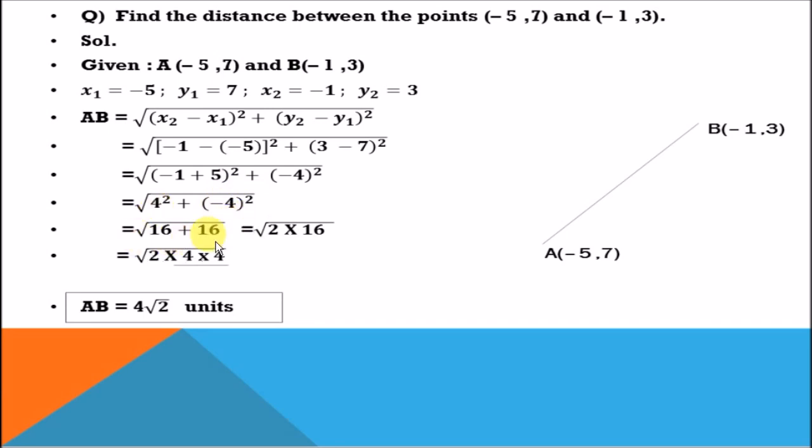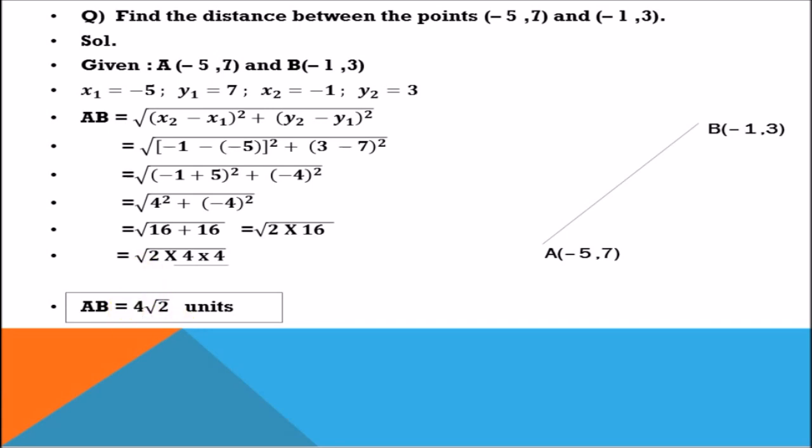4 4s are 16, minus into minus, since it is a square, the minus sign will go away, 4 into 4 will give us 16. So 16 plus 16 we can simply write 2 into 16 since both are same. Instead of writing root over 32 we can also write 2 into 16. 16 plus 16, 2 16s, so 2 into 16. Now we can express them as 2 into 4 into 4. So 4 is in pair inside the square root, so 4 we can take out. So AB will be 4 under root 2 units.